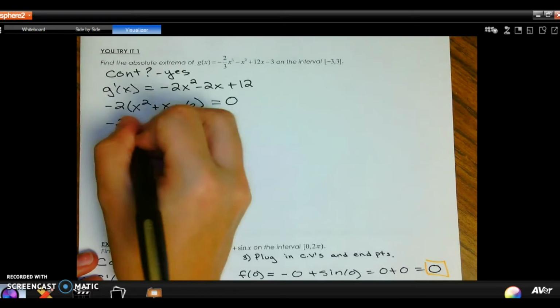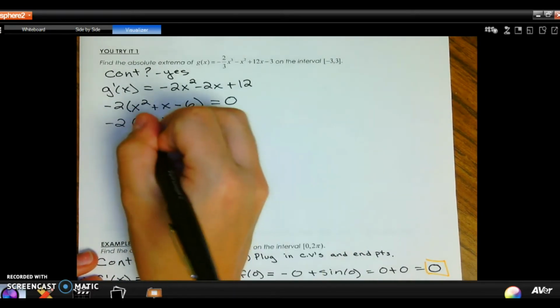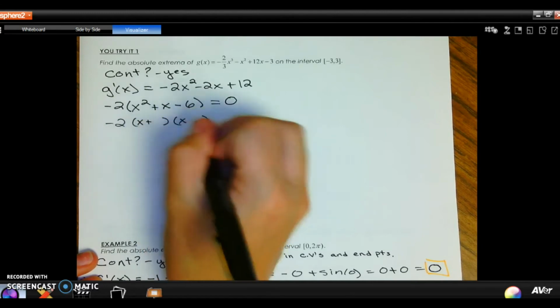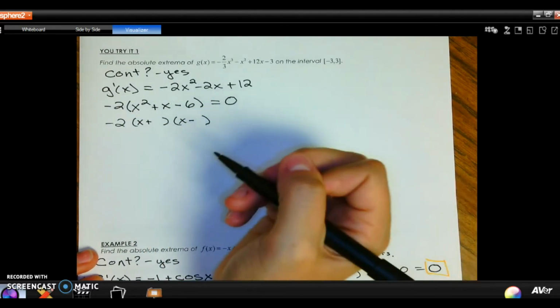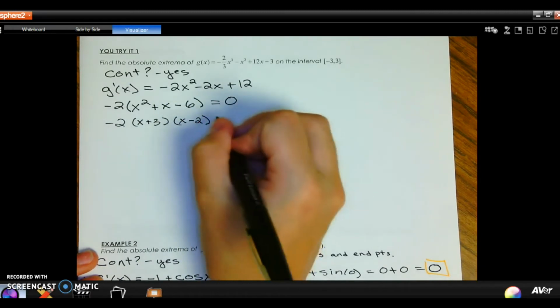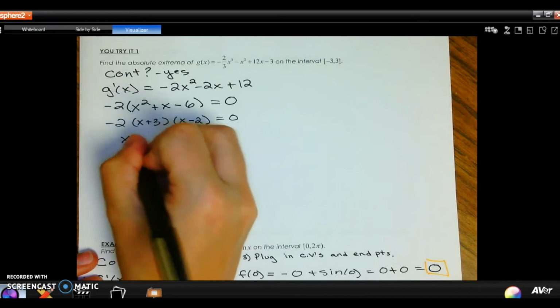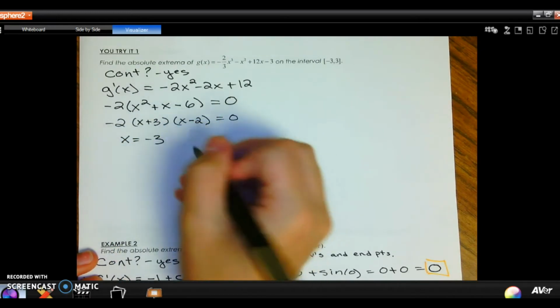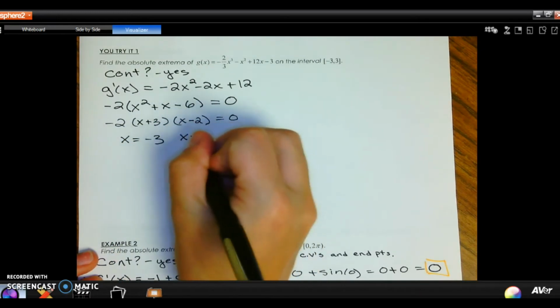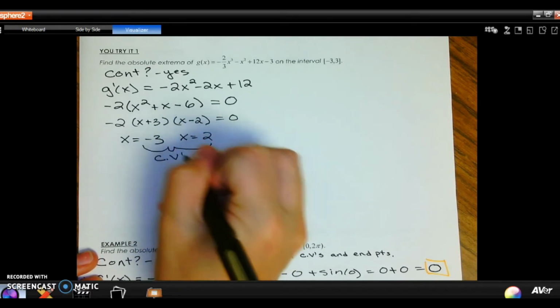Once I get there, I'm going to factor. And I need to multiply to a negative, so I know it's going to be x with a plus and x with a minus. And I want a +3 and a -2. Okay, so those are my factors. That means I can conclude that there are critical values at x equals -3 and at x equals 2. Again, those are called my critical values.